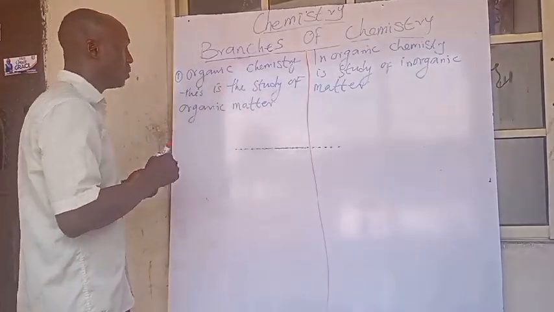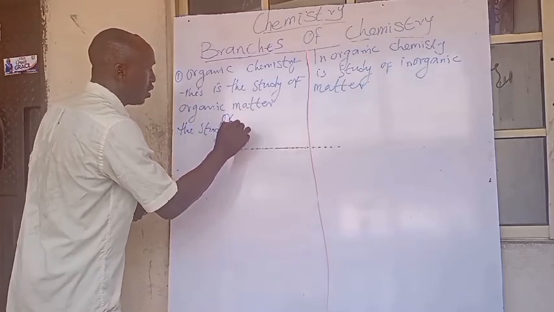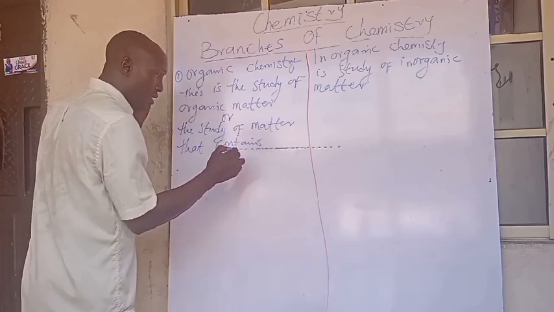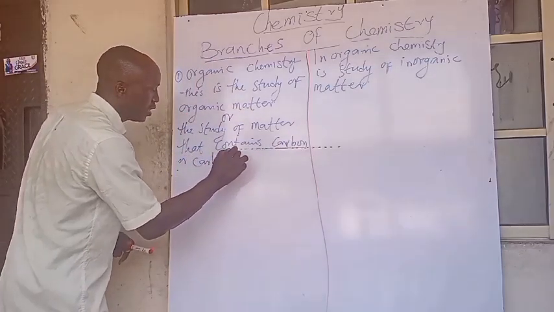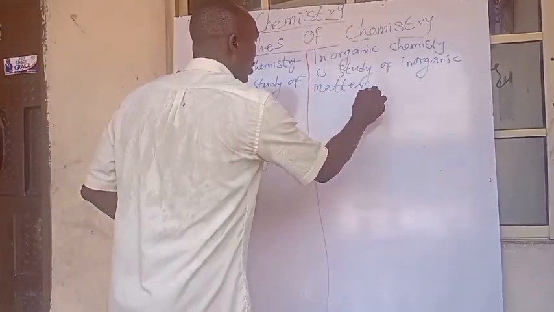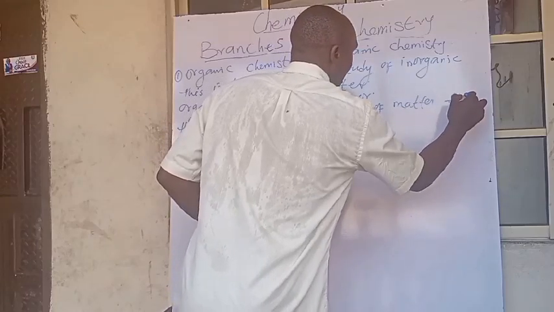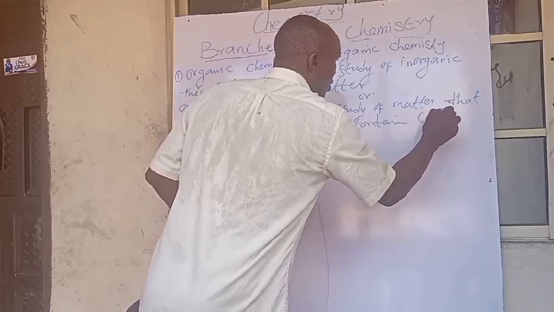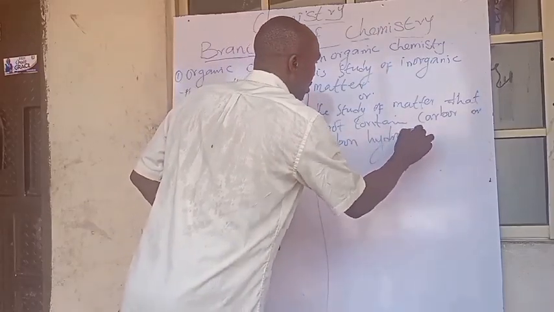Let's go further to the definition of each of them. You can say organic chemistry is the study of matter that contains carbon or carbon-hydrogen bond. While for this one, you say inorganic chemistry is the study of matter that does not contain carbon or carbon-hydrogen bond.